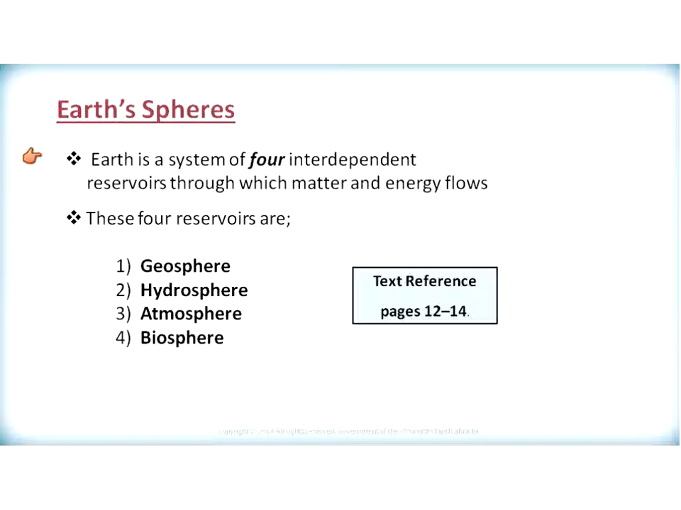The Earth's spheres. The Earth is a system of 4 interdependent reservoirs through which matter and energy can flow. These 4 reservoirs include, number 1, the geosphere, 2, the hydrosphere, 3, the atmosphere, and 4, the biosphere. For information on this topic, you can see a text reference on pages 12 through 14.